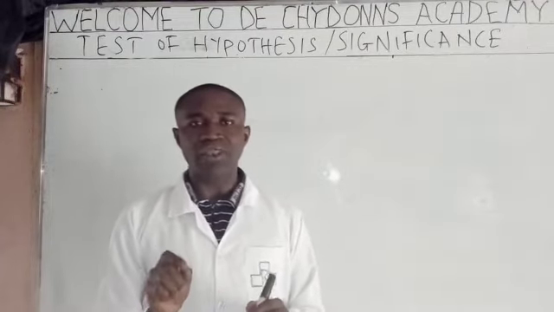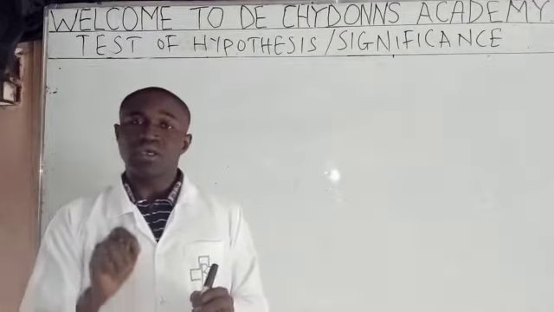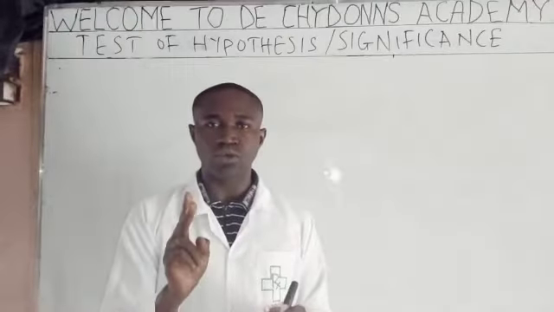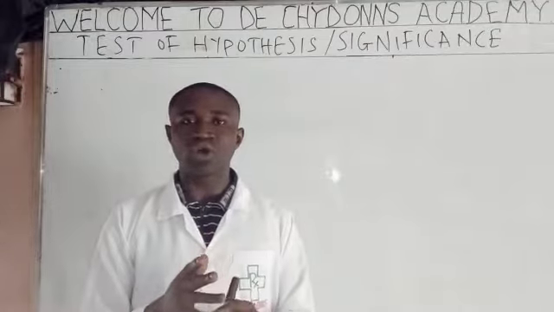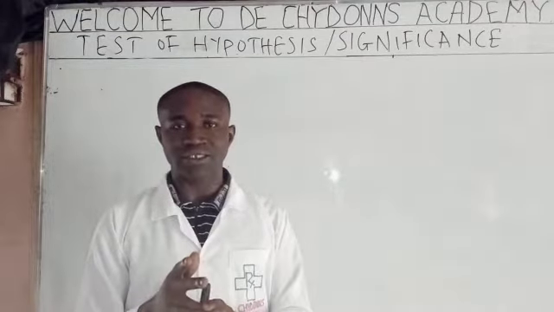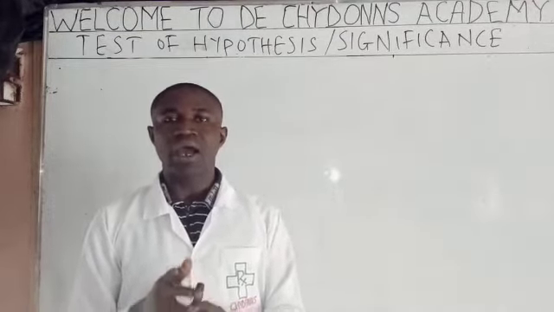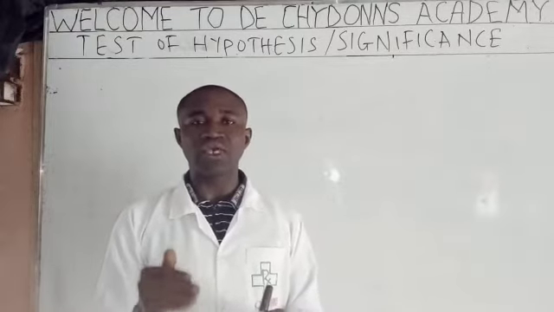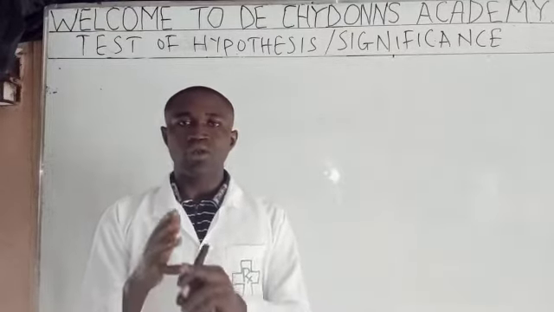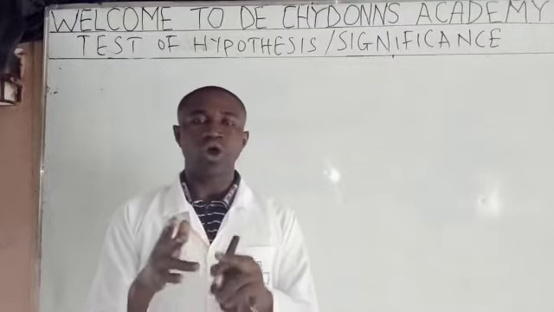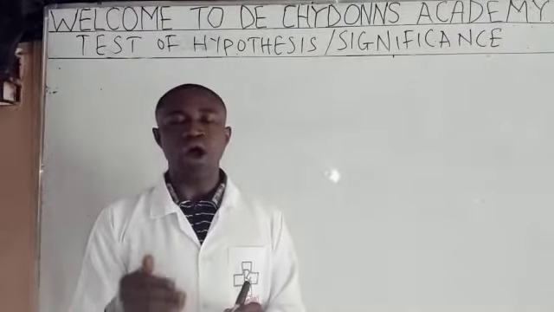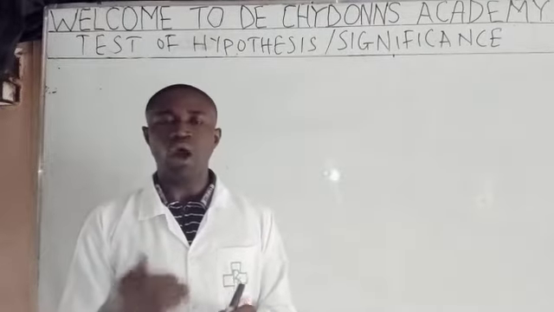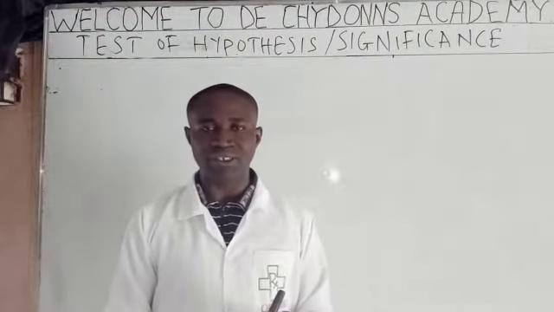So, this hypothesis we are discussing is divided broadly into two. One, null hypothesis, and two, alternative hypothesis. I repeat, hypothesis is divided into two. One, null hypothesis, and two, alternative hypothesis. What do we mean by null hypothesis? And what do we mean by alternative hypothesis?